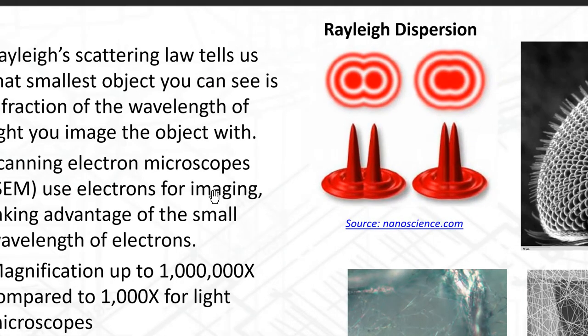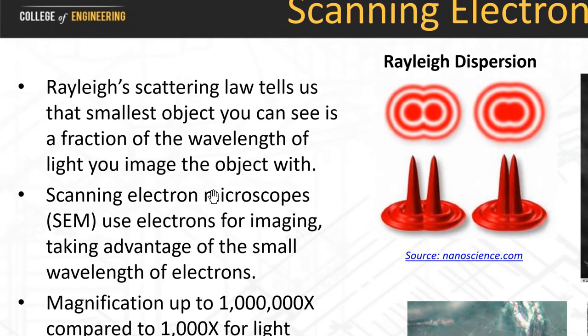So if you want to work within the Rayleigh scattering limits, what you can do is use electrons instead of photons because they have a much smaller wavelength. Now, the electron, we said, is like 1 times 10 to the negative 11 meters, right? That's the wavelength of an electron. So the Rayleigh scattering law would tell us that you could image something that's like 0.5 times 10 to the negative 11 meters. Much, much smaller. This is the reason why electrons are used for high resolution microscopes rather than photons.